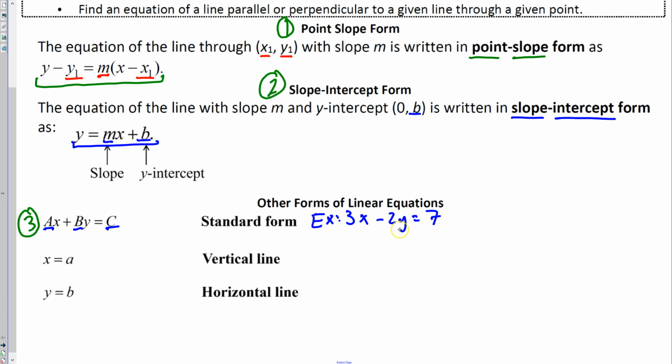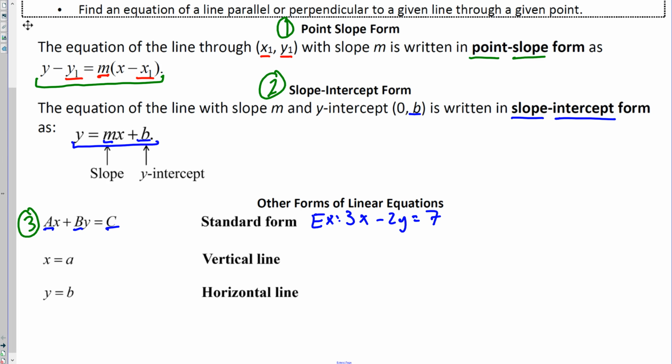If you are asked to put it in the standard form, just keep in mind that x and y have to be on the same side of the equation, the constant on the other side, and a general rule of thumb is we want these coefficient values, the capital A, B, and C, not to be decimal or fractional numbers. So you may have to multiply both sides of your equation to get your coefficients to not be fractional or decimal values.